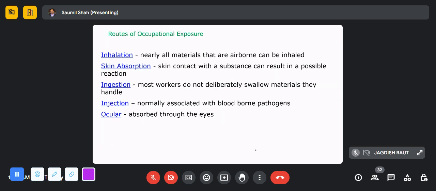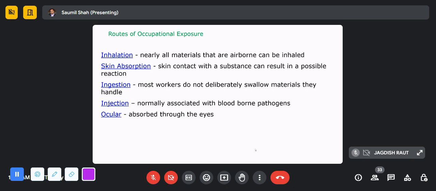Injection is normally associated with blood-borne pathogens. So whenever any injection is being given at medical fertility doctors, then at the time of injection, chemicals are also used for your recovery treatment. So that is also one of the occupational exposures.